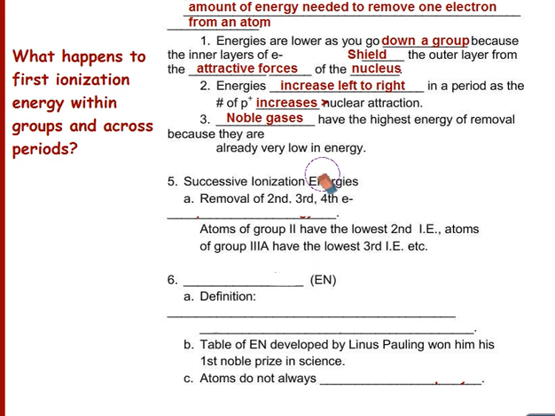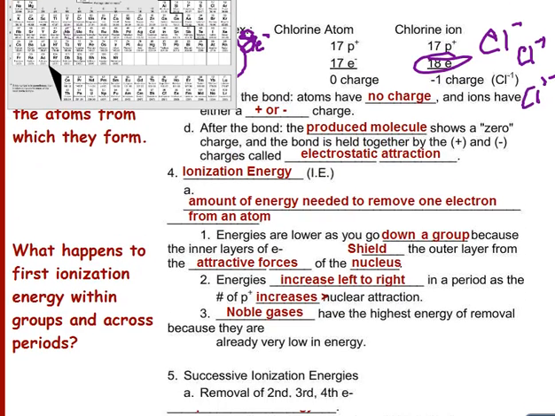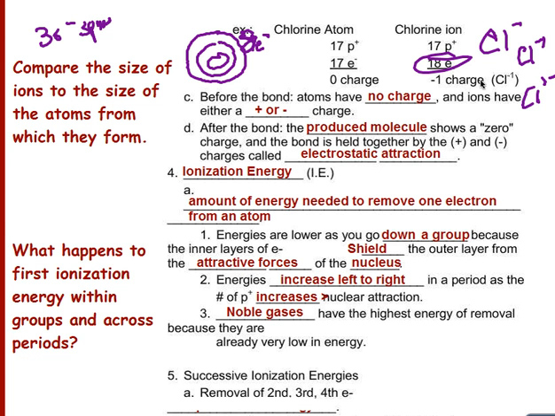Which brings us to other ionization energies. Okay. By the way, I'm going to let you pause here. I'm going to scroll up. I know I missed one earlier, so we're going to pause for a little bit, and we're going to give you guys an opportunity to answer all the questions that we have on the side. So the first one was on the previous page. Second one is compare the size of the ions to the size of the atoms from which they are from. And then what happens to the first ionization energy within groups and across periods? So we'll pause here, and you guys will fill these out in class.